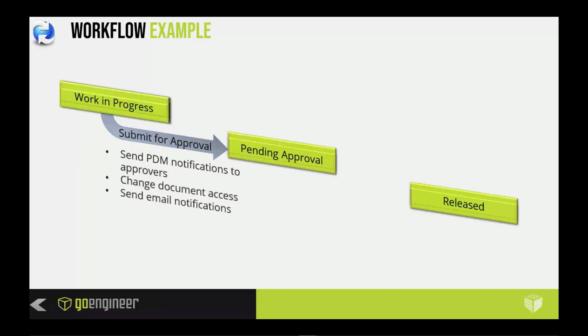PDM has a notification system built into it. We might want PDM to send a notification to the approvers automatically. We might have to change document access. PDM will take care of that just simply by transitioning it or submitting it for approval. Email notifications are something that's only available in PDM Pro. Standard does have a notification system. It's its own built-in inbox system, whereas Professional can just be linked to your standard email.